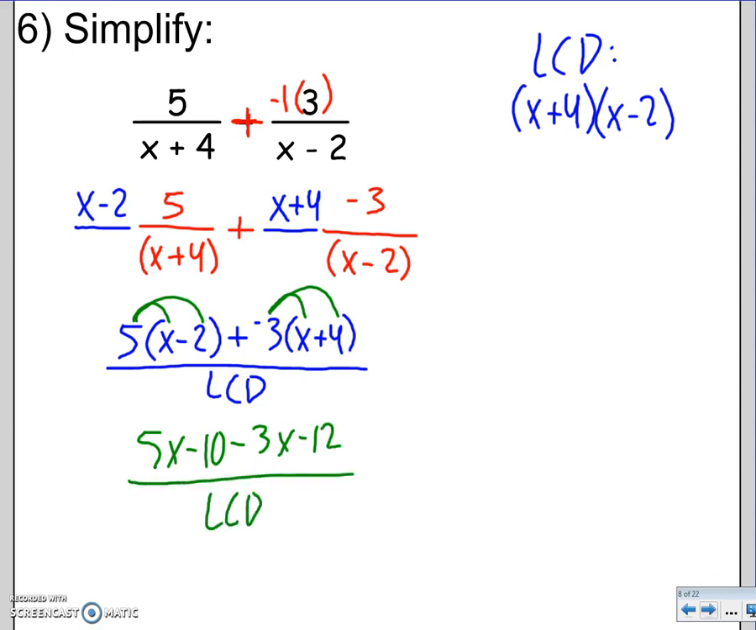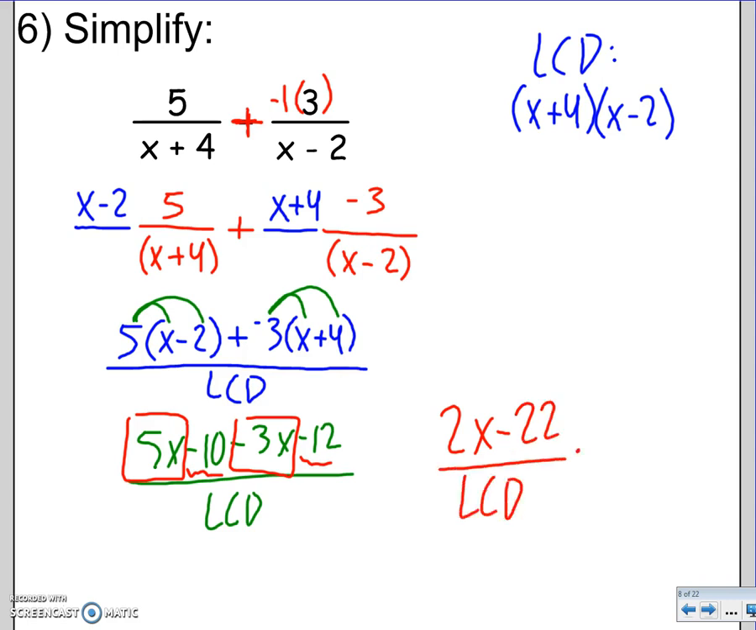Combine terms after you multiply and distribute. So 5x minus 3x gives me 2x. And then -10 minus 12, that's minus 22 over the LCD. I need restrictions. X cannot be -4 and +2.